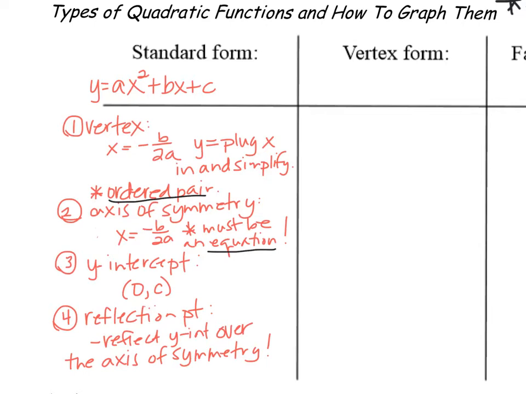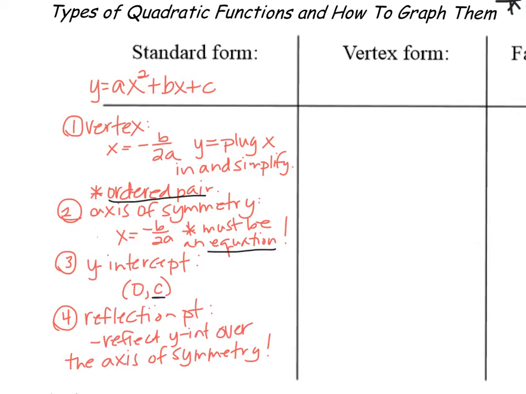The third thing you'll need is the y-intercept, and the y-intercept is easy as well. If you look at the equation, the last number is called a constant, that's the c value. Well, to find the y-intercept, if you plugged in 0 for x, everything but that constant cancels out. Therefore, (0, c) is the y-intercept.